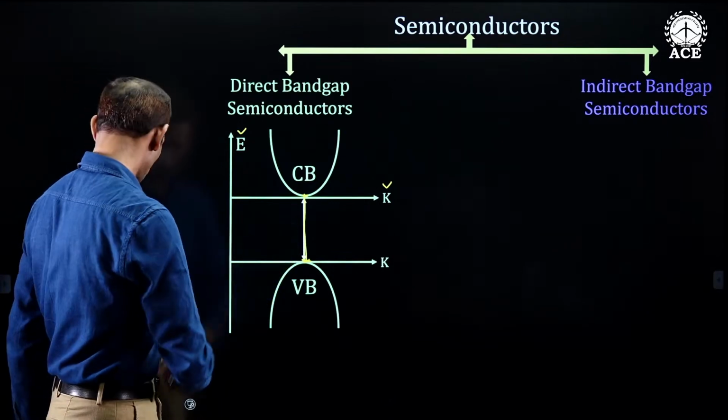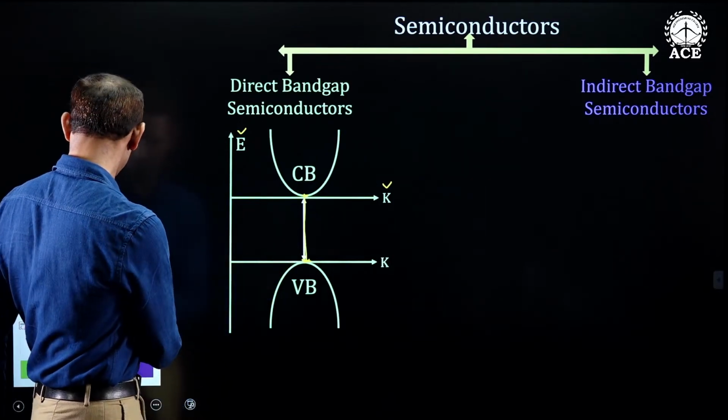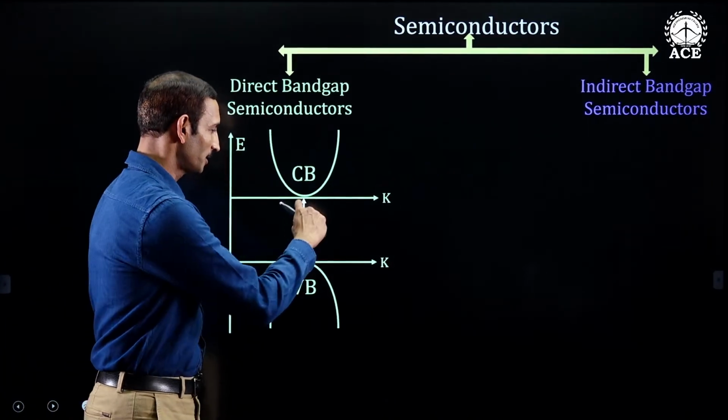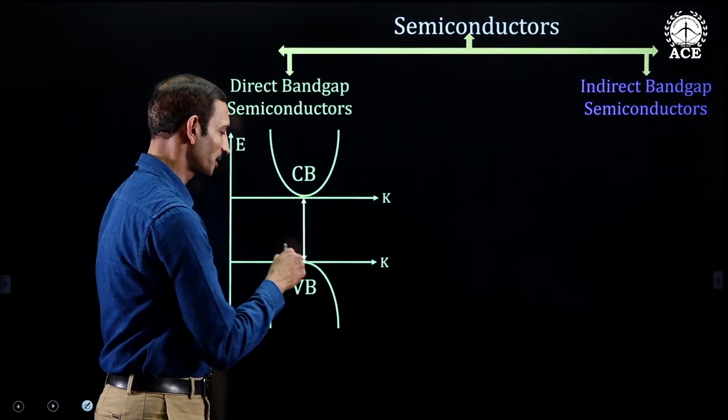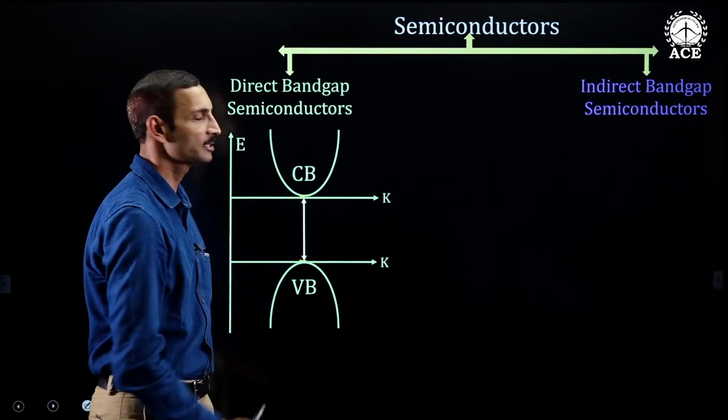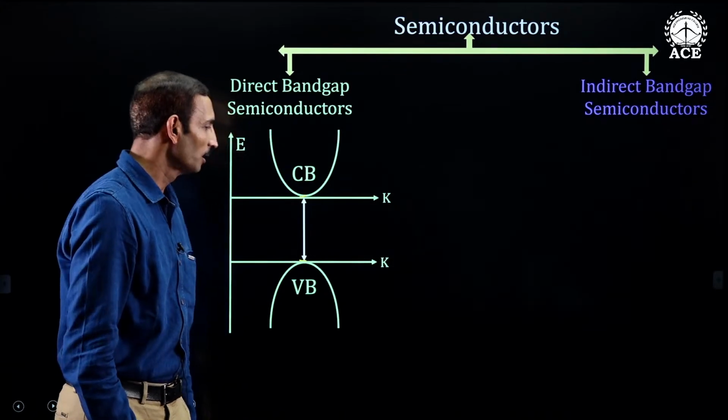Now that is what. So I would erase this. As you can see through this line, the minimum of the conduction band coincides with the maximum of the valence band. Those materials in which this takes place are known as direct band gap semiconductors.